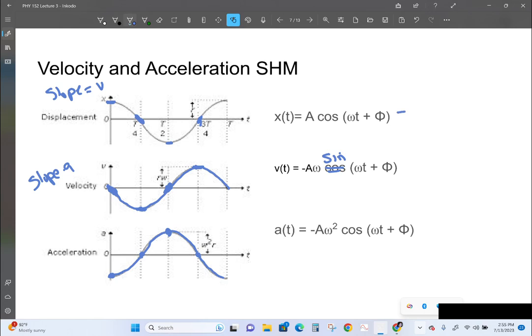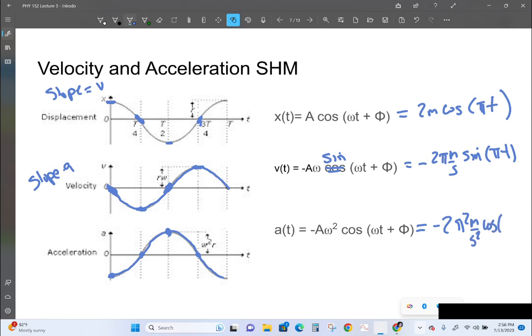So let's just do an example. If this is 2 meters cosine of pi t, then this is going to be negative 2 meters times pi, so negative 2 pi meters per second, because it's velocity, times sine of pi t, because that's what omega is. And this one is going to be this number times pi again, or negative 2 pi squared meters per second squared times cosine of pi t.